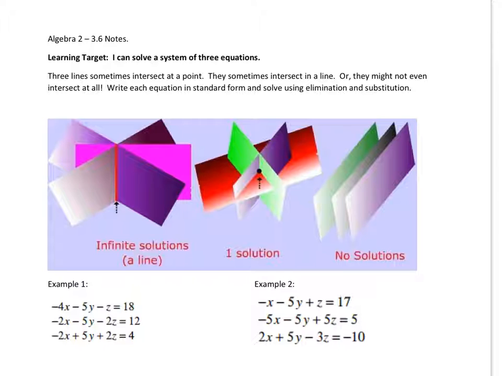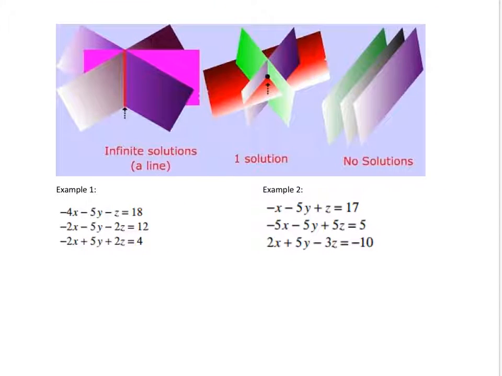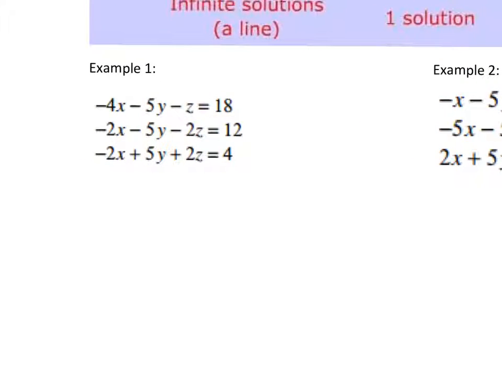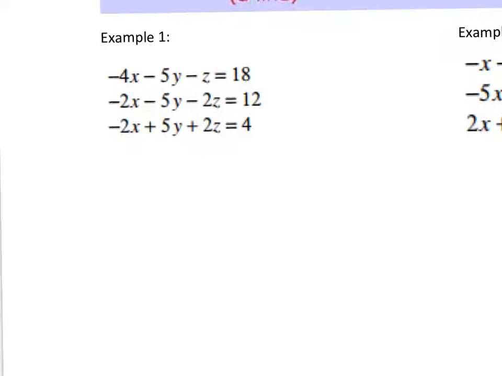Same thing with a line. The reason that we have planes is because, remember from geometry, that 3 points make a plane. So we're not talking about 3 lines intersecting, we're talking about 3 planes intersecting. So in order to solve a system of 3 equations, you can do substitution, or you can use elimination.